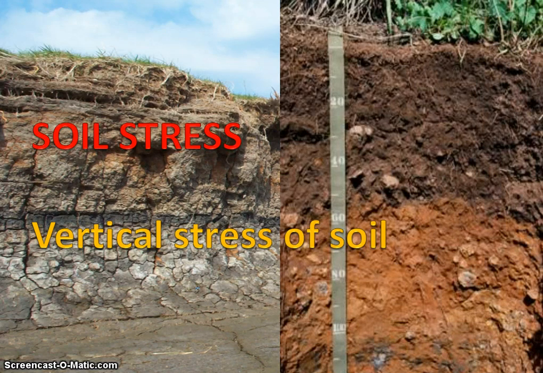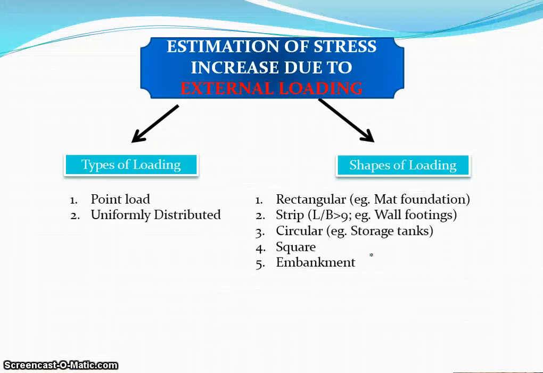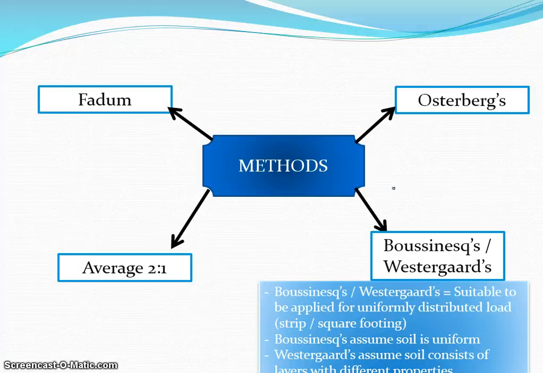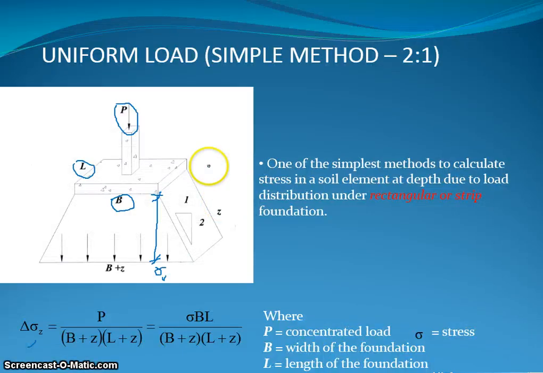So let's continue our soil stresses chapter. Today we will cover the vertical stress of the soil. In order to estimate the stress increase due to external loading, one needs to know the types of the loading and also the shapes of the loading. We have four to five different methods available. First, I would like to show the uniform load for the simple method, the 2 to 1 ratio.